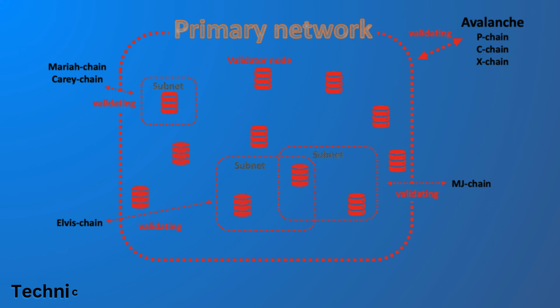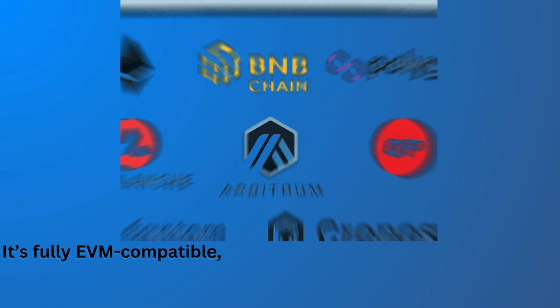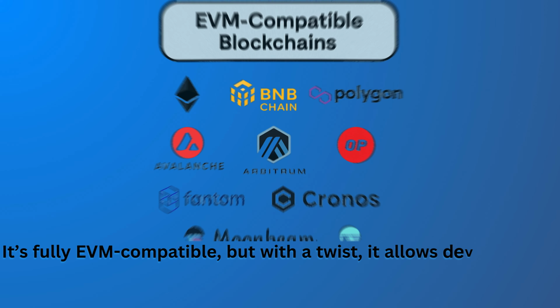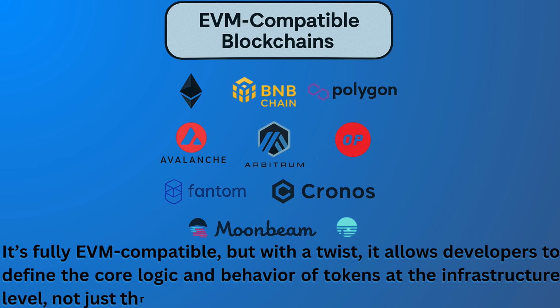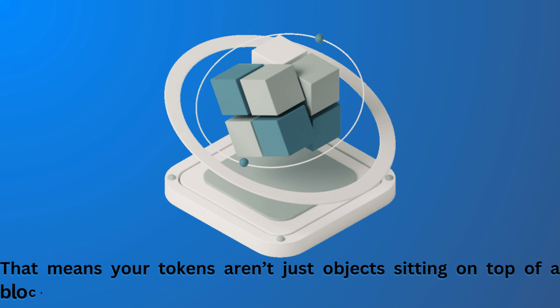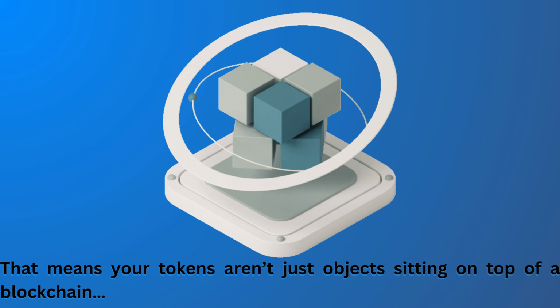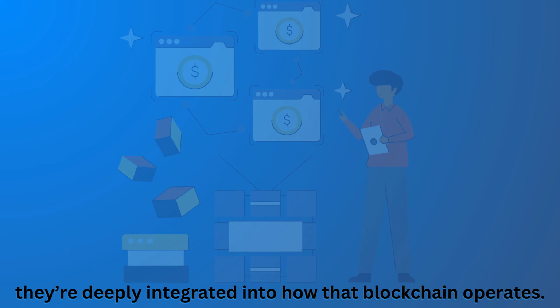What is eERC20? Technically, it's a new token standard for Avalanche subnets. It's fully EVM compatible, but with a twist. It allows developers to define the core logic and behavior of tokens at the infrastructure level, not just through smart contracts. That means your tokens aren't just objects sitting on top of a blockchain. They are deeply integrated into how the blockchain operates.